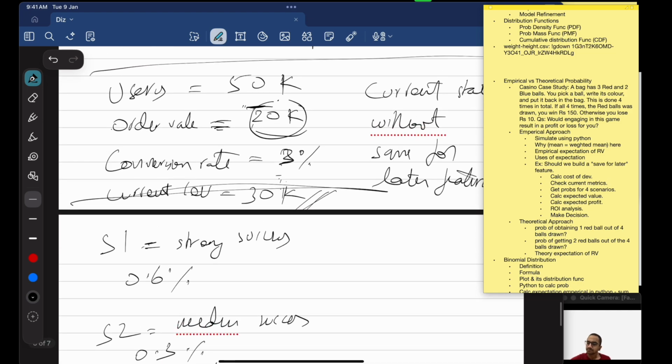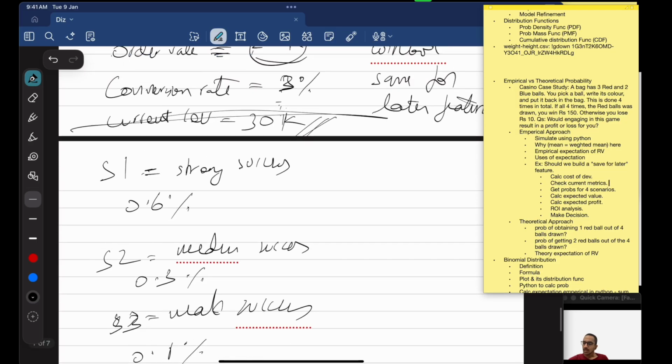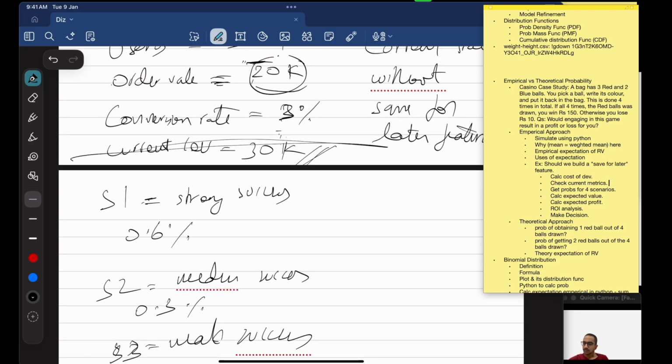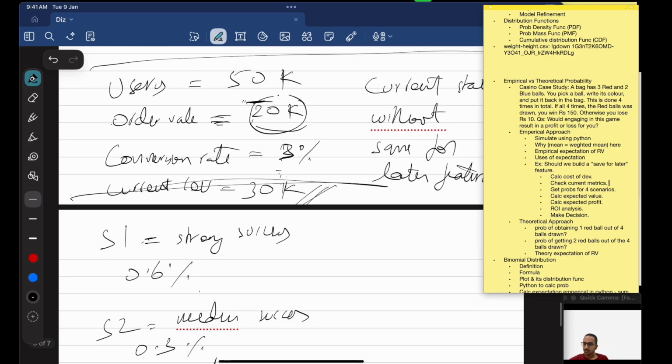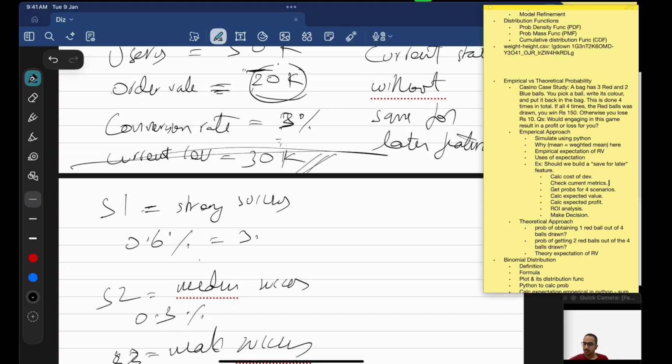So now we can calculate the revenue based on this one. So 0.6% increase, so this will be 3.6%. I don't want to do these calculations now.